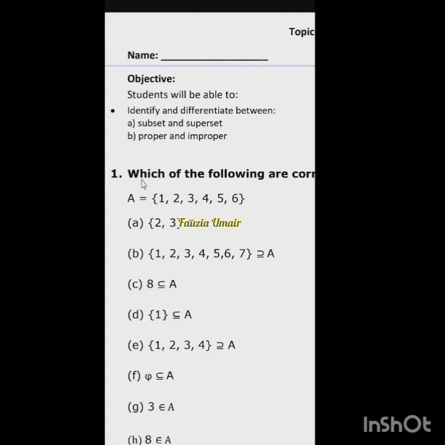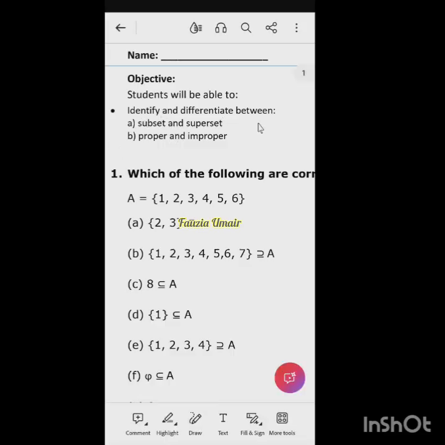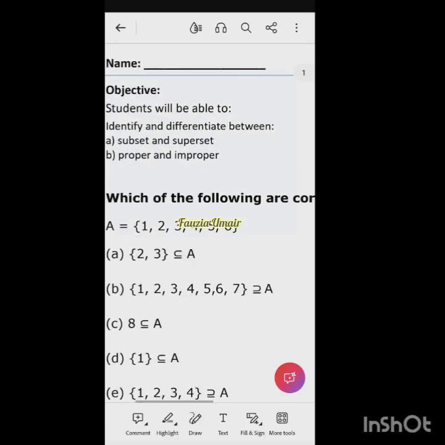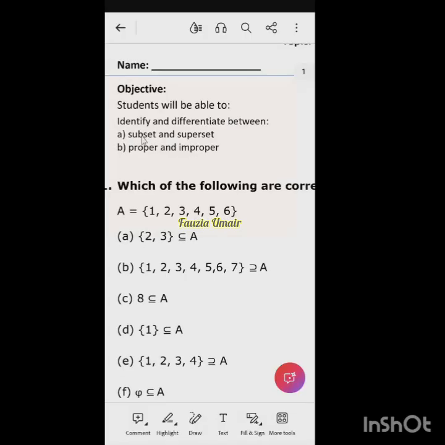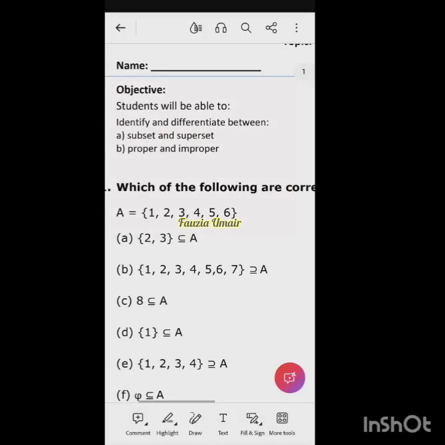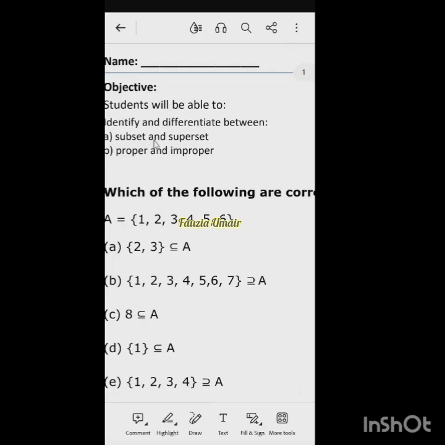So in this grade 8, we are having basically 3 learning objectives, and this is the first one. The first learning objective is identify and differentiate between subset and superset, proper subset and improper subset. So we have learned about it already. Can any one of you tell me what is a subset and a superset? You can give me any example to explain this concept. Anyone?